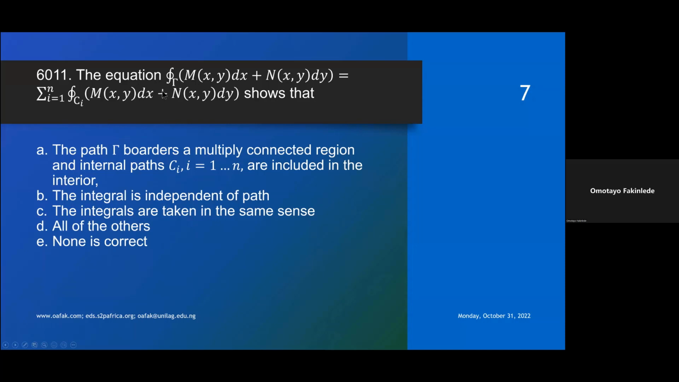That's why you have a summation of some integrals inside the region, which is included in the interior of the external region. The integral is independent of path. That is why the double integral vanishes, becomes 0. And then what you have left is the equation of the internal integrals to the external integrals. The integrals are all taking the same sense, because that is how you negate the internal integrals, because ordinarily the internal integrals should be taken in the opposite sense.